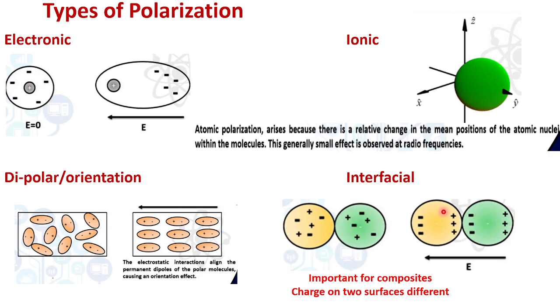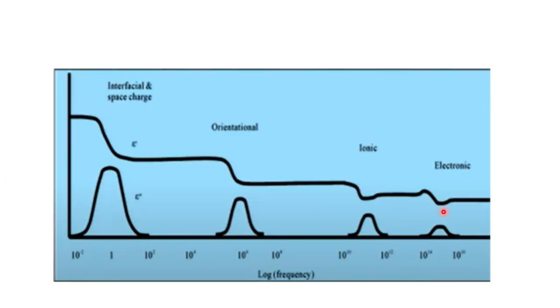Now, they have their different strength, like electronic polarization, ionic polarization, dipolar and interfacial. They have their own strength, and if you plot log frequency, you see the electronic is very high, around 10 to the power 14, 16. Then ionic, and after that the orientation. The most important, the interfacial polarization, comes in the level of 10 to the power 2.